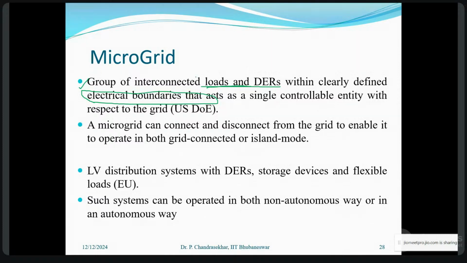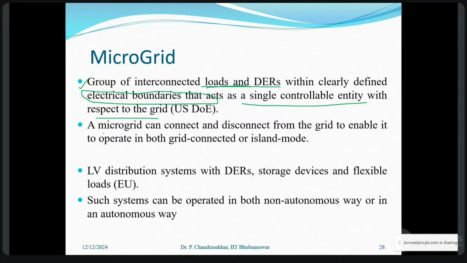A group of DERs within clearly defined electrical boundaries that acts as a single controllable entity, as we just discussed, with respect to the grid. When it comes to the grid, we should be able to see it separately. It is a separate entity, but not a single unit. It is a combination of multiple units operating together. That's what we call a microgrid.